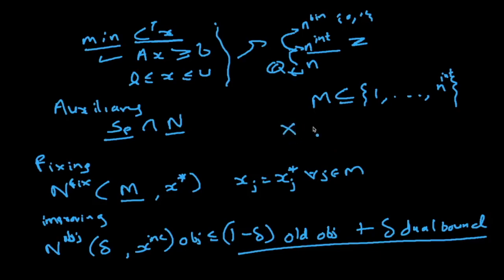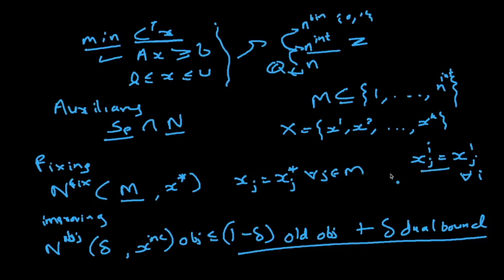So if we have a bunch of solutions, let's say x1, x2, up to xk, not necessarily feasible or integer feasible solutions. They can be completely infeasible, right? So the matching set is basically a set of all indices in which they all take the same values. So if xj equals the same value for all of them, let's say particularly for all of them it's 1, so this holds true for all i, in that case, we will put this j in our matching set.